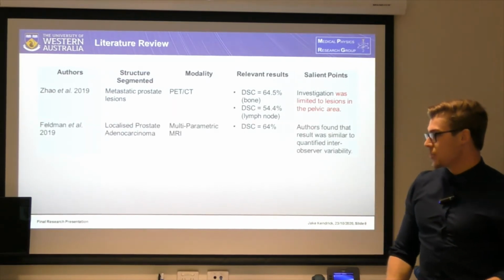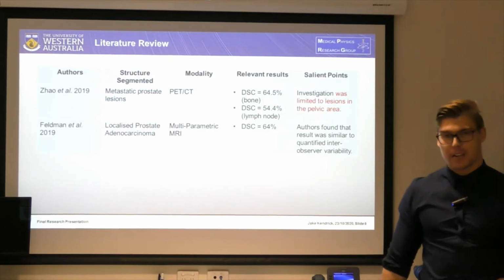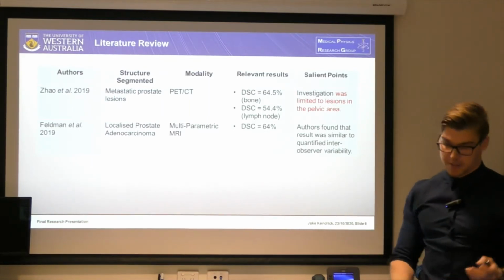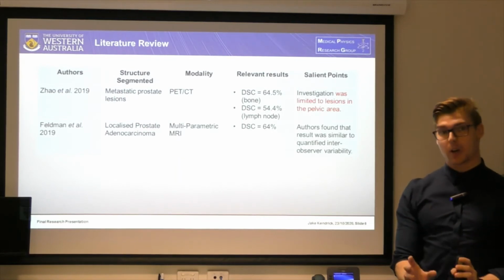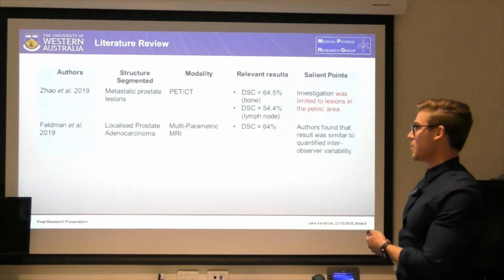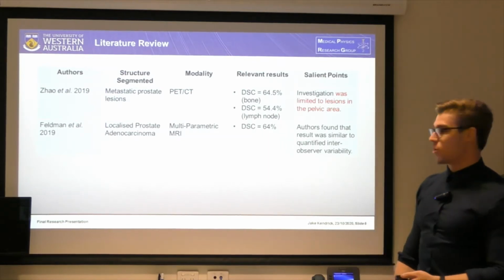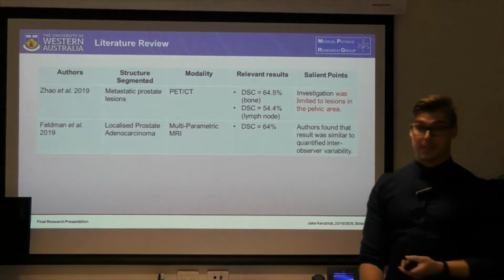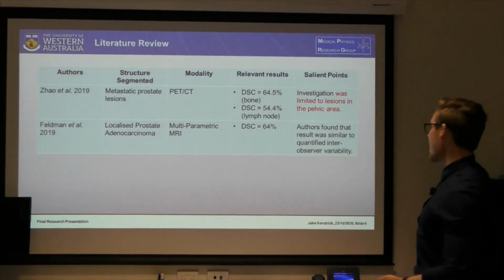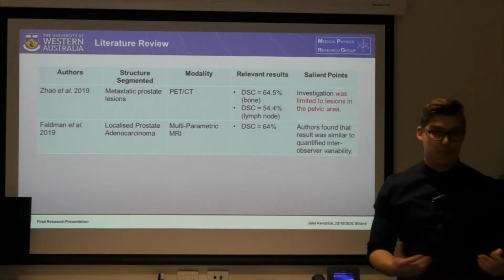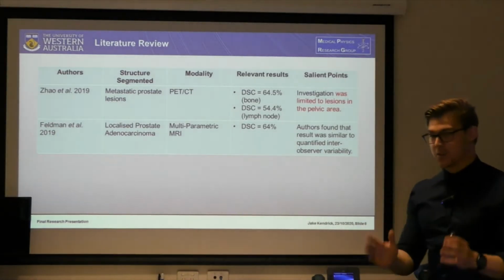The second study, which is sort of relevant but not directly relevant, was by Feldman and his colleagues who attempted just to automatically segment localized prostate adenocarcinoma. They used a different modality, so multi-parametric MRI images in order to do this, again achieving a DICE score of about 64%, so the results are pretty consistent. And what they did was they found that these results were actually very similar to the quantified inter-observer variability as well. So they had 2 observers.